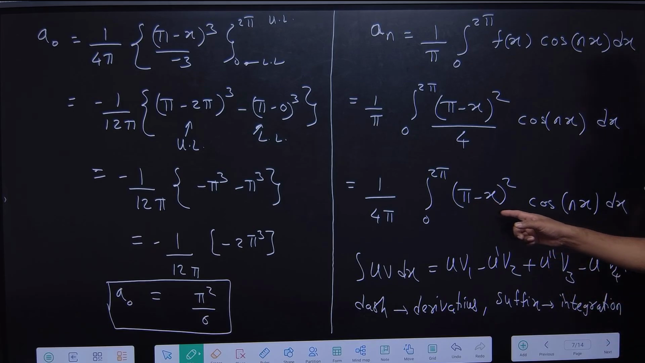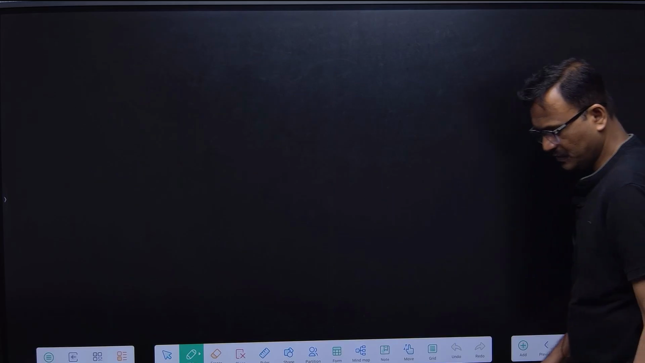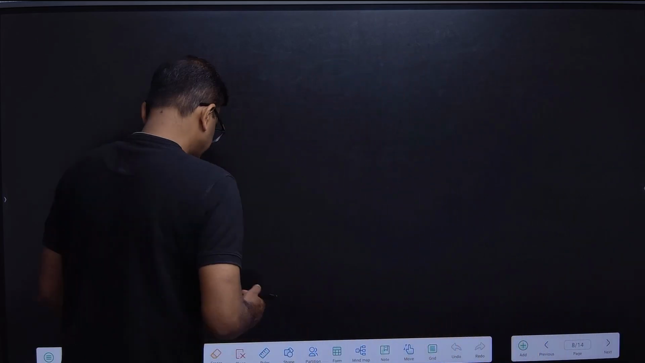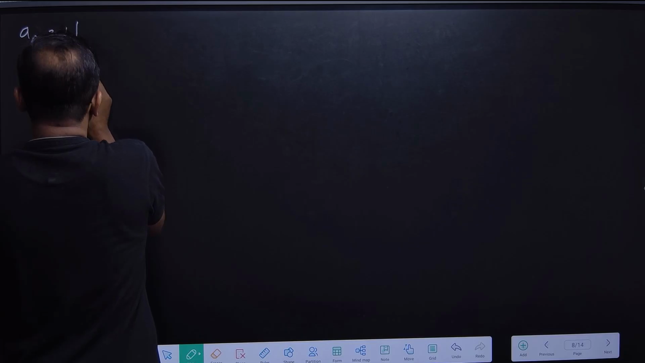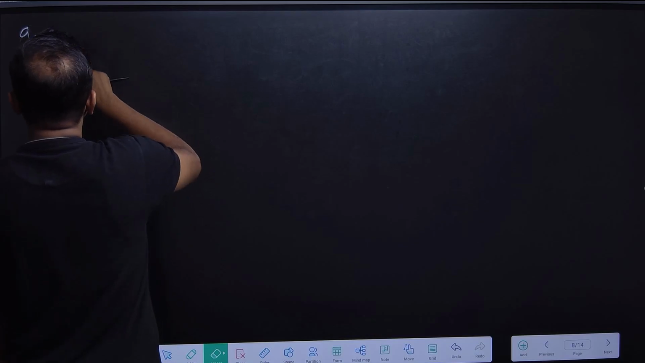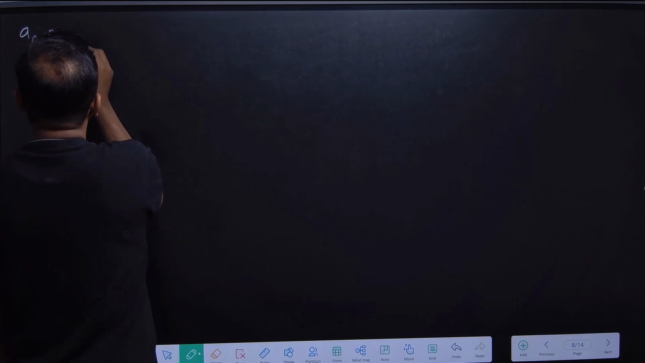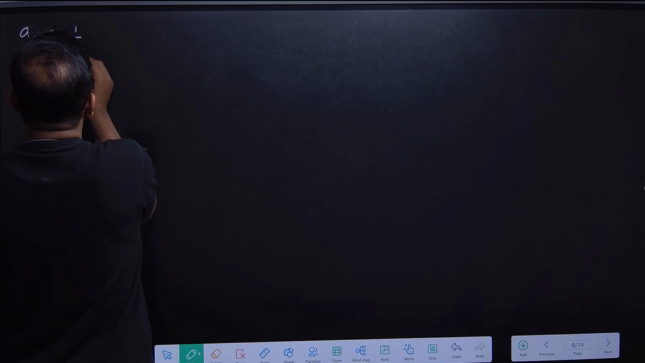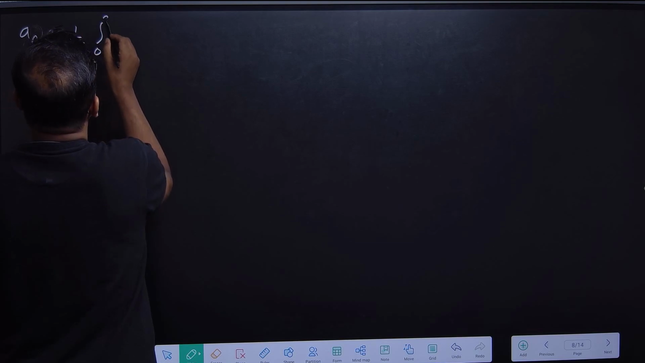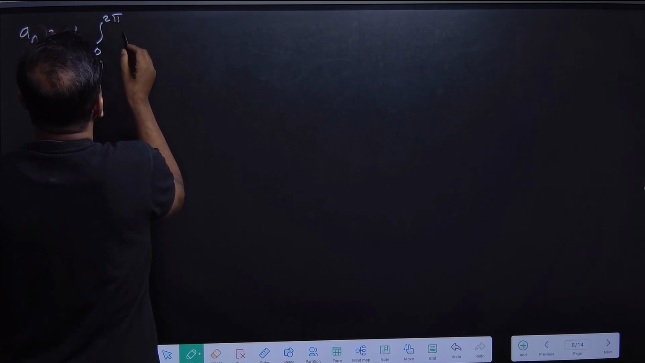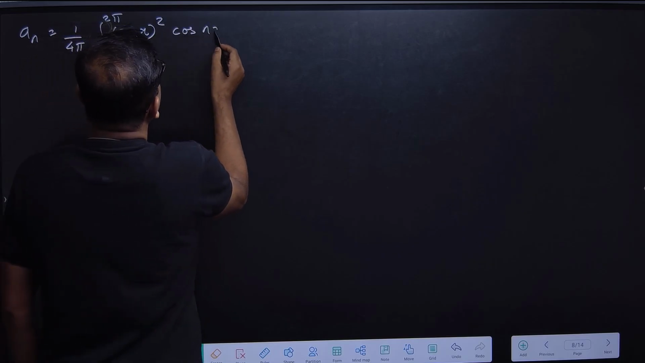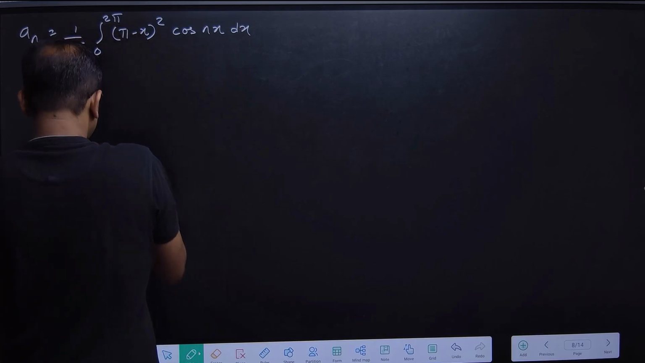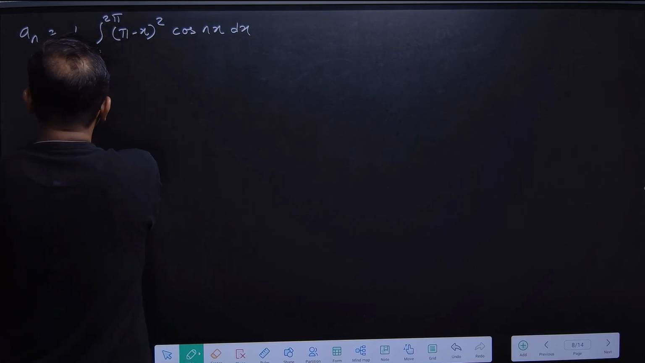So we are going to apply this formula for this term here. So let me again write that term. An, remember, now it is 1 upon 4 pi into integration with limit 0 to 2 pi, it is pi minus x the whole square into cos of nx dx. Now, in our case, u is pi minus x the whole square.